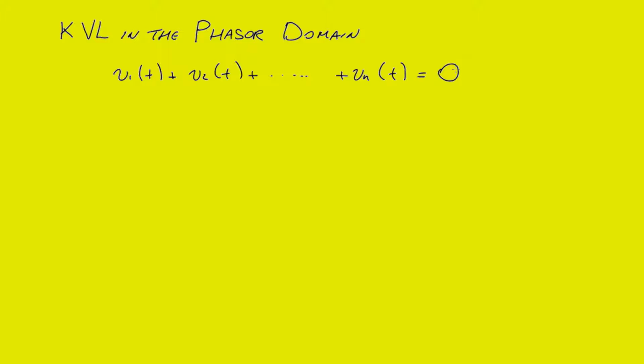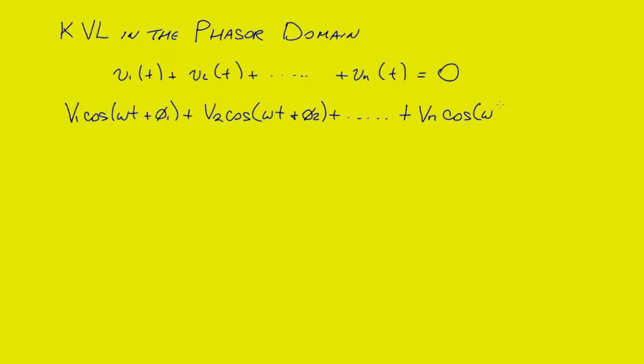Well, if I can have any voltage, then each of these voltages can be cosine functions, so I can replace them with the amplitude of our first cosine function, V1 cos(omega t plus the angle of this voltage), plus I can have an amplitude of a second cosine function, which again will be operating at a particular frequency, and it will also have its own angle, plus all the way down to the last voltage, which will have an amplitude Vn, and it will be cos(omega t plus its angle n), and that must add to 0.